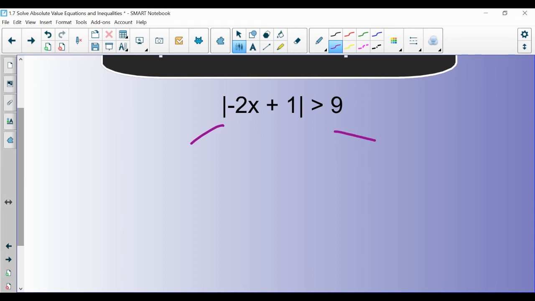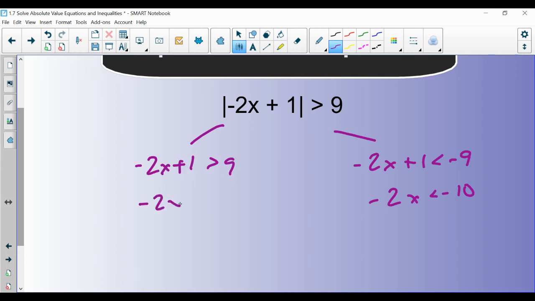We'll go ahead and break it up into 2 different problems. One of them just says -2x plus 1 is greater than 9. And one of them says -2x plus 1 is less than -9. Now we can go about solving this. We subtract 1 on both sides. -2x is less than -10. And subtracting 1 over here would be -2x is greater than 8.